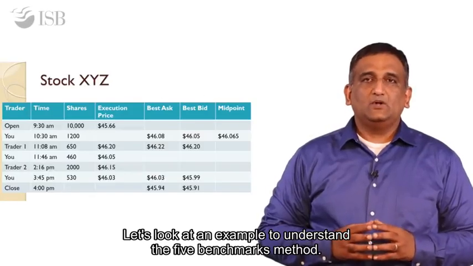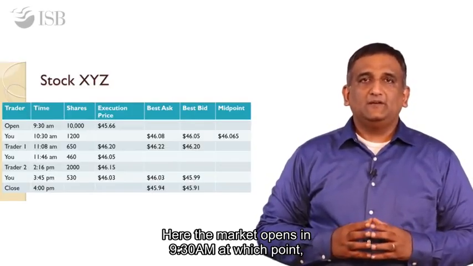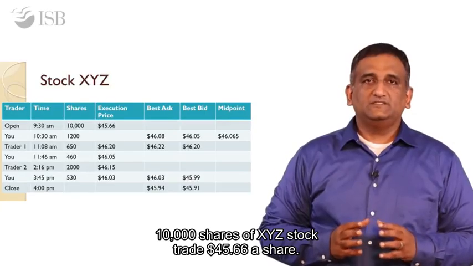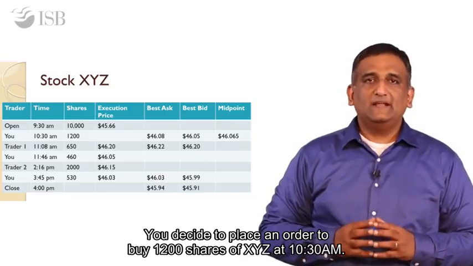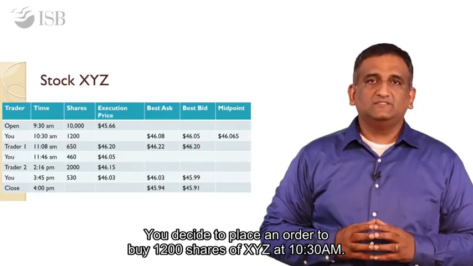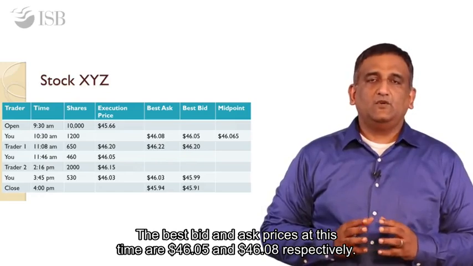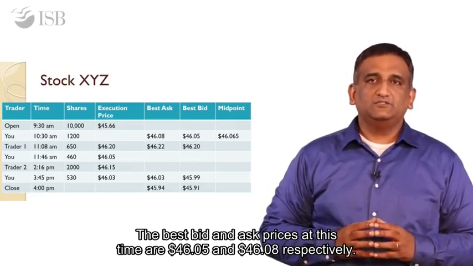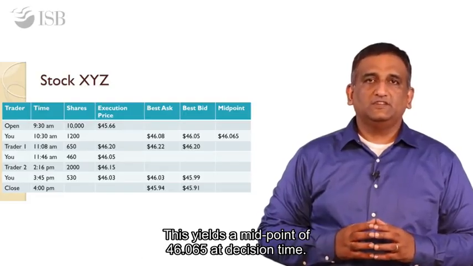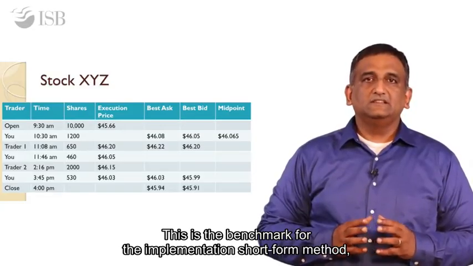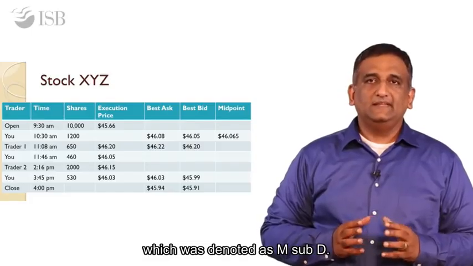Let's look at an example to understand the 5 benchmarks better. Say the market opens at 9:30 a.m., at which point 10,000 shares of XYZ stock trade at $45.66 a share. You decide to place an order to buy 1,200 shares of XYZ at 10:30 a.m. The best bid and ask prices at this time are $46.05 and $46.08 respectively. This yields a midpoint of $46.065 at decision time. This is the benchmark for the implementation shortfall method, which was denoted as M sub D.